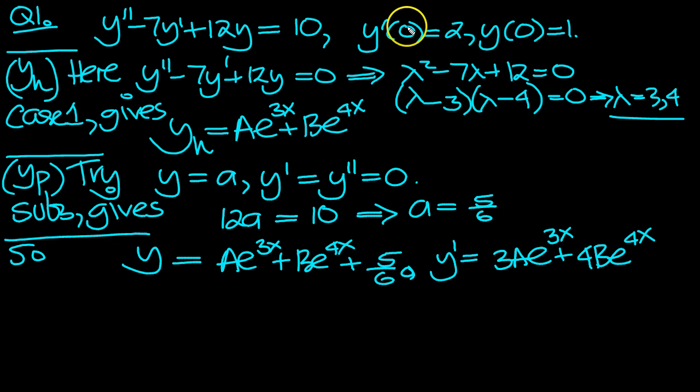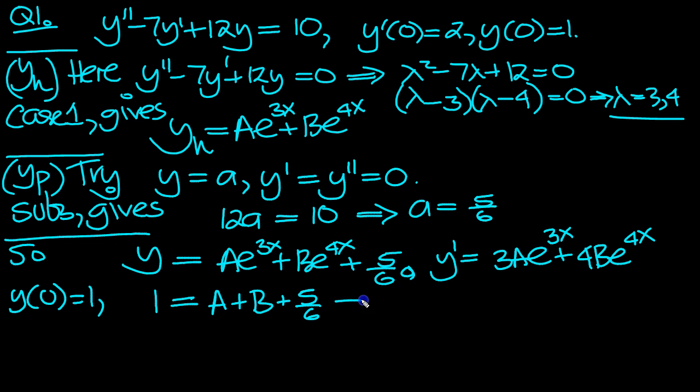So the initial conditions now, y(0) equals 1. What does that give? Put that in. When x is 0, y is 1. So 1 equals, x is 0, so you get a. x is 0, e to 0 is 1, so that's plus b. And we get 5/6. So that tells us then that a plus b, move the 5/6 to minus 5/6 with the 1. 1 take 5/6 is 1/6. So that's equation 1.